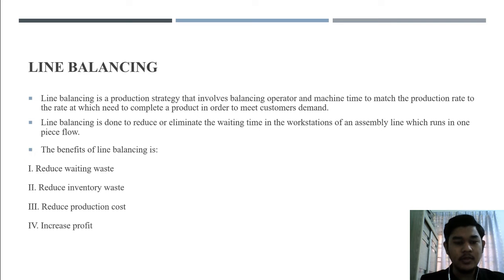Line balancing. Line balancing is a production strategy that involves balancing operator and machine time to match the production rate to the rate at which a product needs to be completed in order to meet customer demand. Line balancing is done to reduce or eliminate the waiting time in the workstations of an assembly line which runs in one-piece flow. The benefits of line balancing are reduced waiting time, reduced waste, reduced inventory waste, reduced production cost, and increased profit.